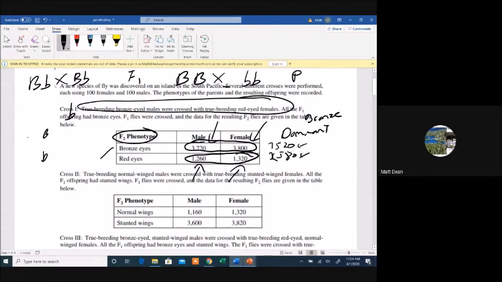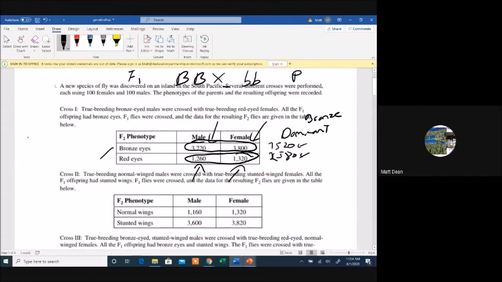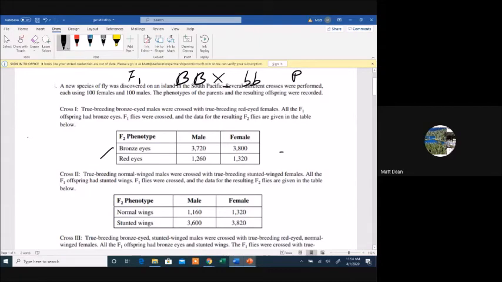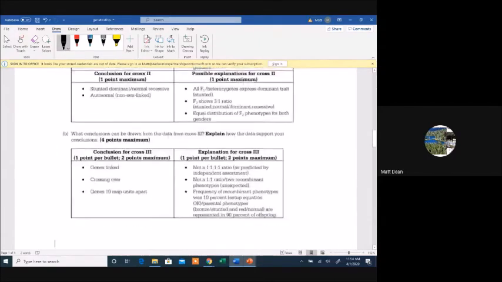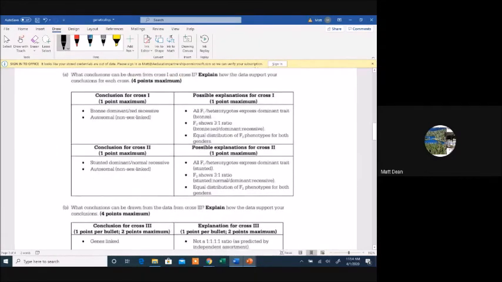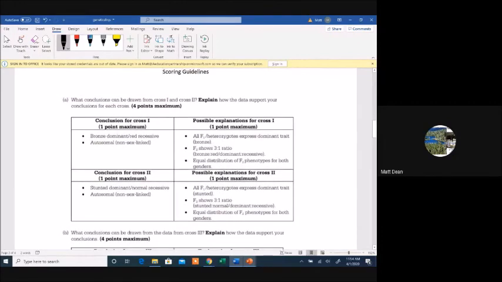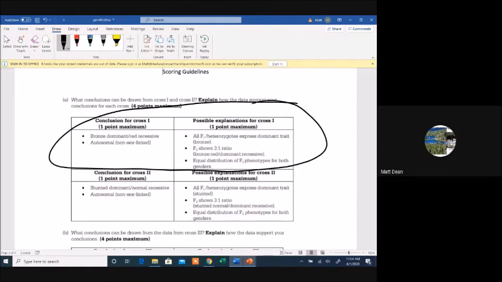I'm going to skip over to the scoring guidelines for this real quick, show you what that looks like, and then we'll come back and look at cross 2. So here's what the actual graders use to grade cross 1, this box. And what they're wanting you to say is, number 1, bronze is dominant, red is recessive. Get a point for that. You also might earn a point for saying that it's not a sex-linked trait. And then you get a point for why.